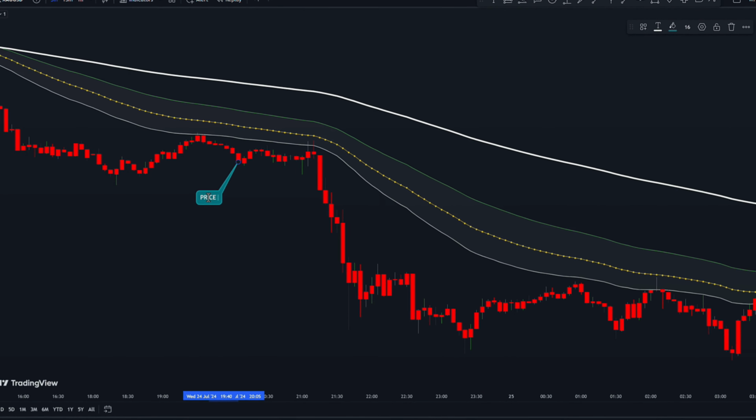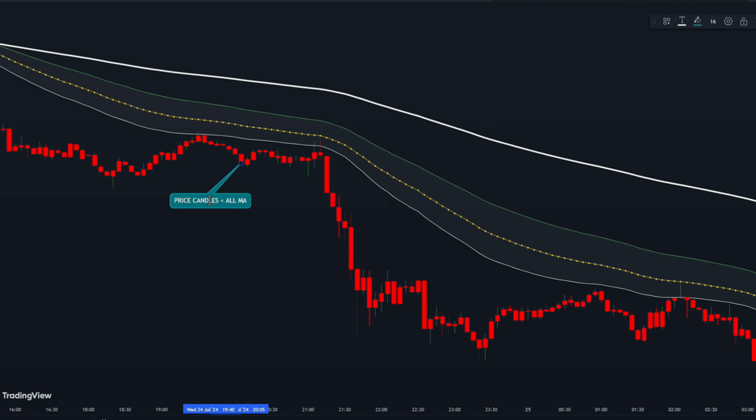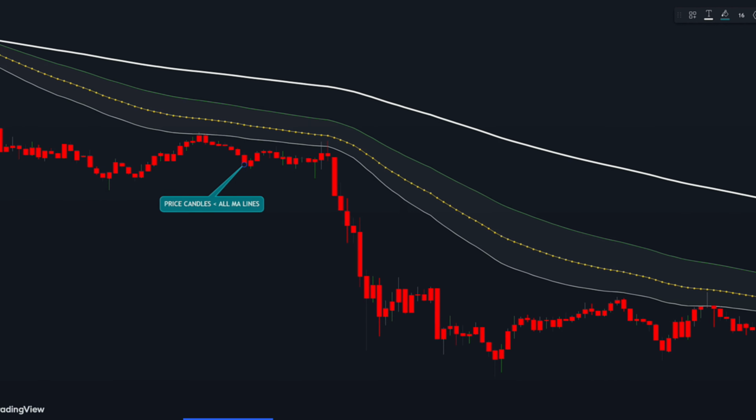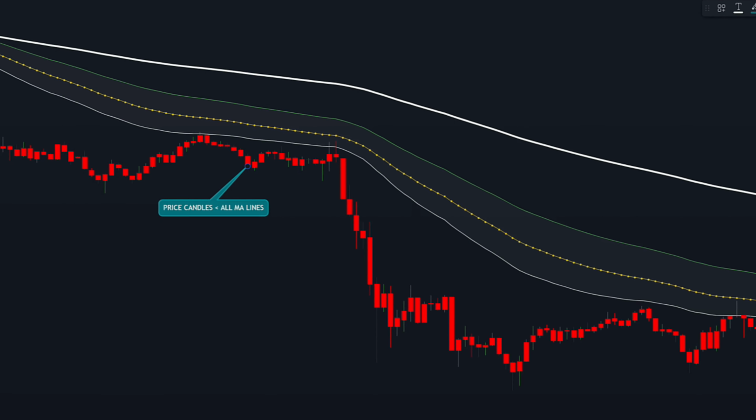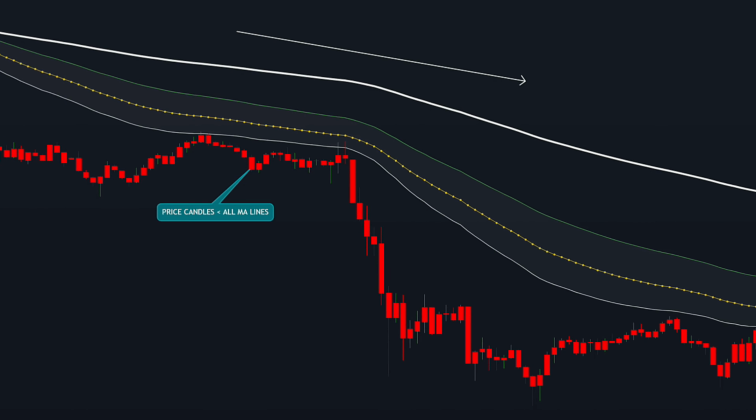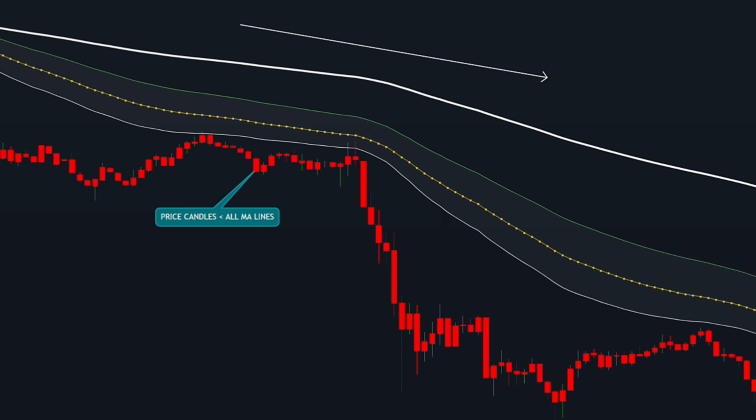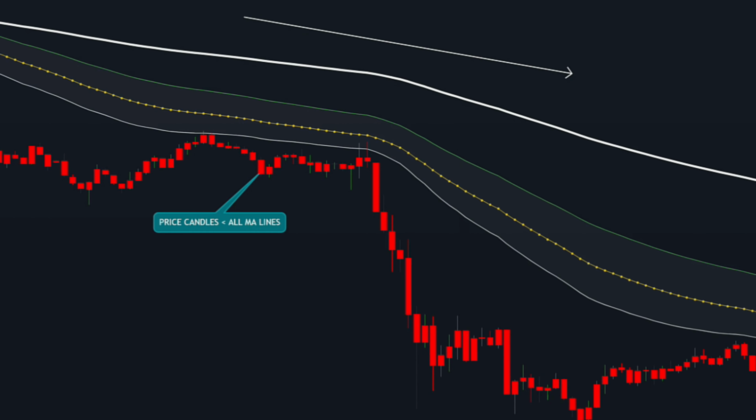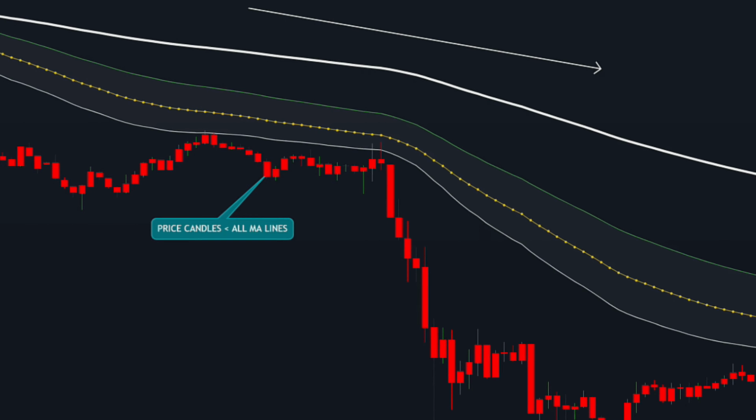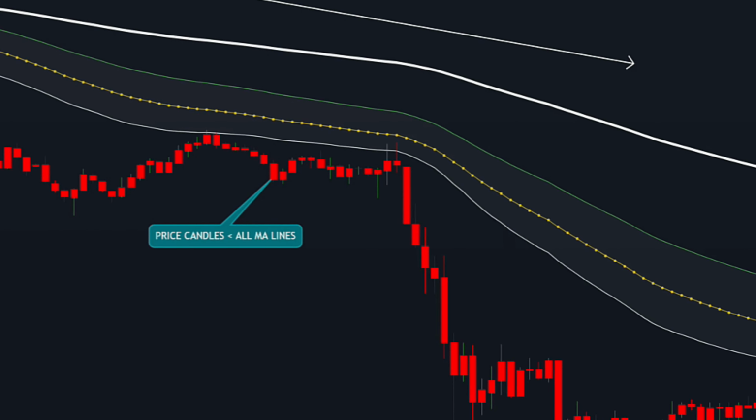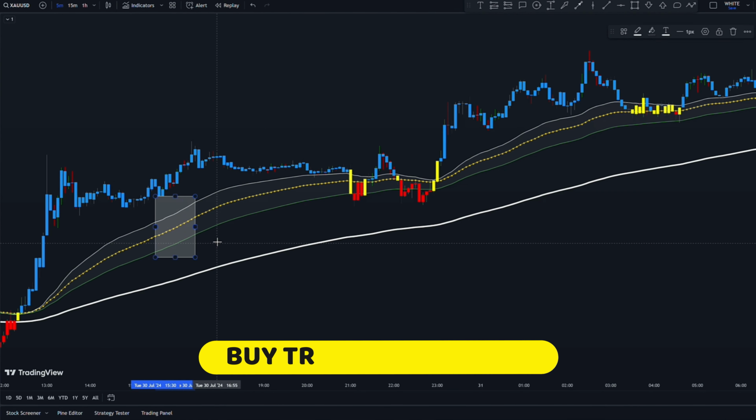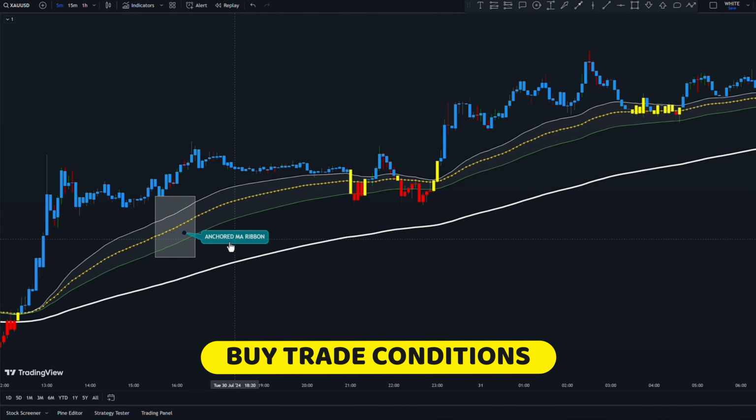Conversely, when the price action is below all moving averages, it means the current price is lower than the average prices over these periods. This indicates a bearish trend or downtrend. The market is moving downwards, and it might be a good time to sell or avoid buying because prices are likely to keep falling.